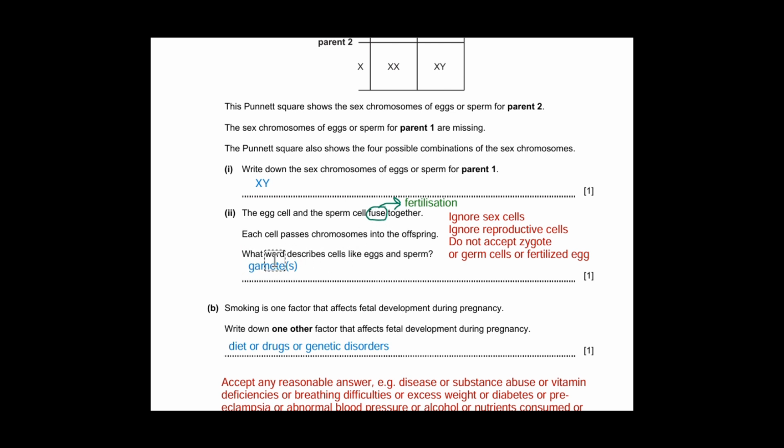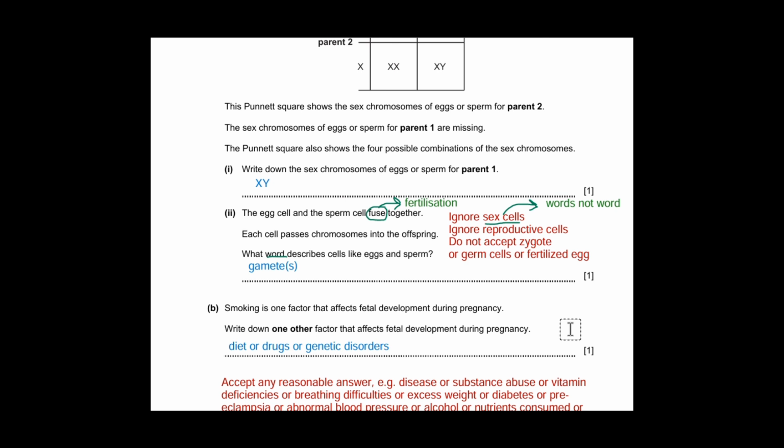The question says, what word describes cells like eggs or sperms? The command word I want to underline, a very good one you need to remember here, is word, not words. So the answer is gametes. If you are tempted to write sex cells, which can also mean gametes, you need to know that this is not a word. These are words, and the question says word, not words. You need to be mindful of that while you answer the question.